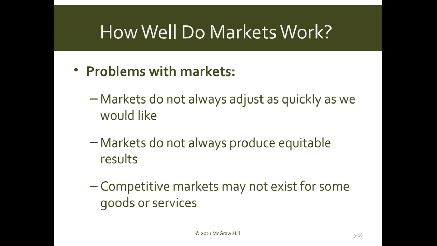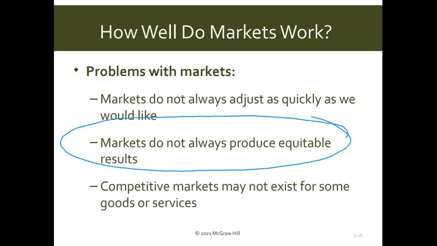What you need to understand, the first 2 points, is that markets do not always adjust as quickly as we would like, and markets do not always produce equitable results. Basically, in this chapter, we will emphasize more on this topic. That is, markets do not always produce equitable results. If this is the case, then government should intervene and have certain policies in order to make the production more equitable and make people in the low income group access those goods and services. Right?